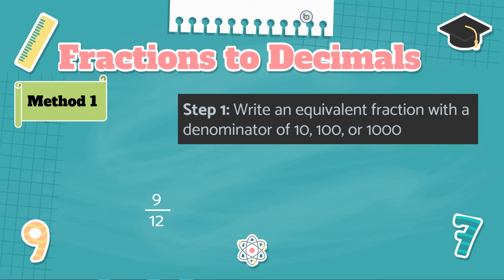So let's simplify 9/12, which means we're going to divide the top and the bottom by 3. 3 is the GCF. Divide by 3, divide by 3. We have a simplest form fraction of 3/4.